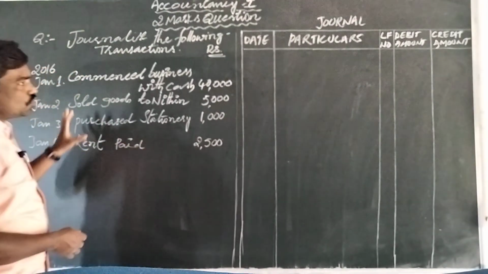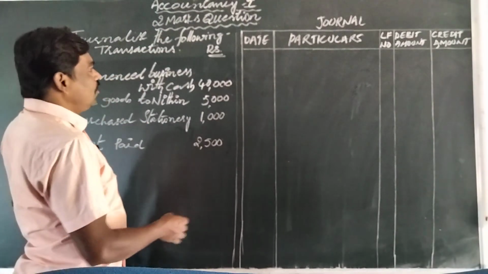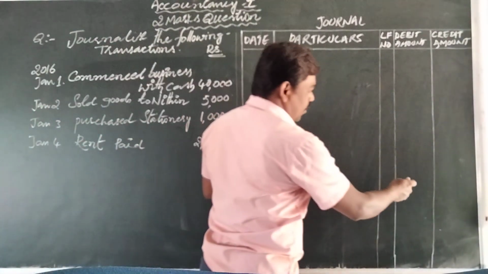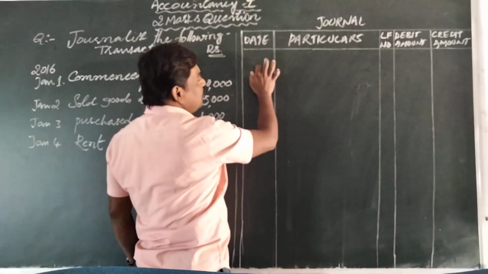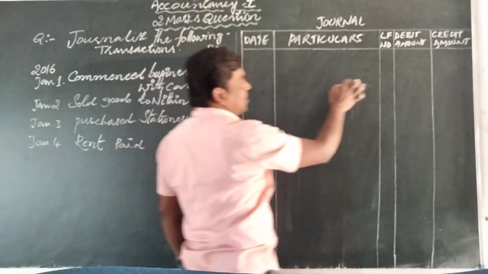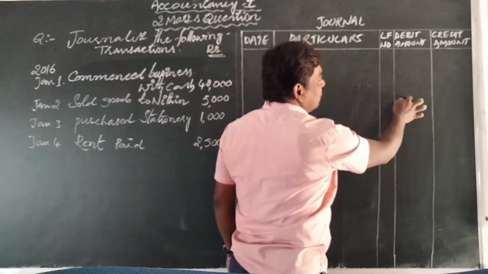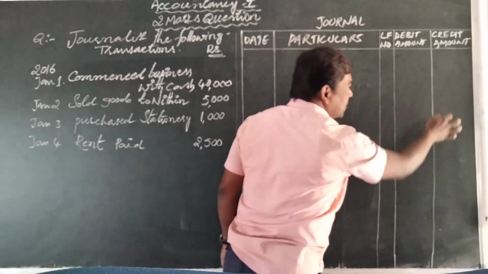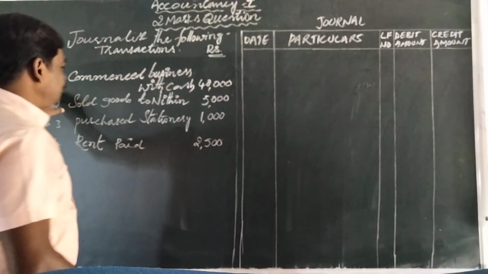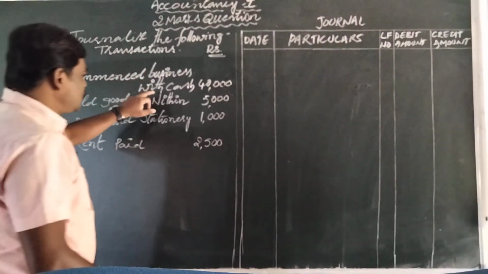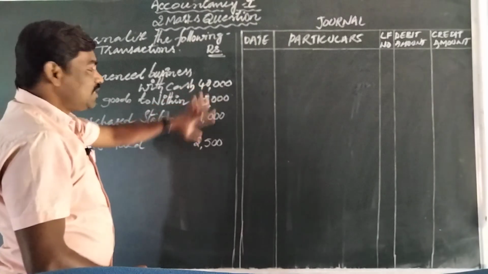See how I am going to write the journal entries for the given problem. First, prepare the journal proforma like this. In the journal proforma, you will have 5 columns. The first column is for date, the second for particulars, the third for LF number, the fourth for debit amount, and the fifth for credit amount. See the first transaction. What is that? Commenced business with cash rupees 40,000 as a capital.